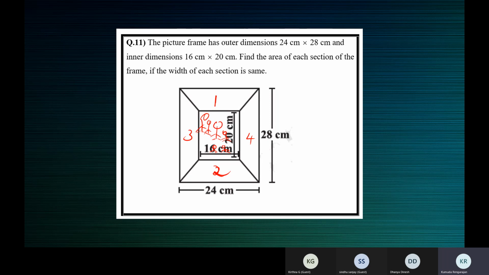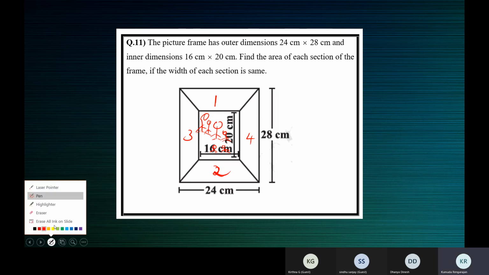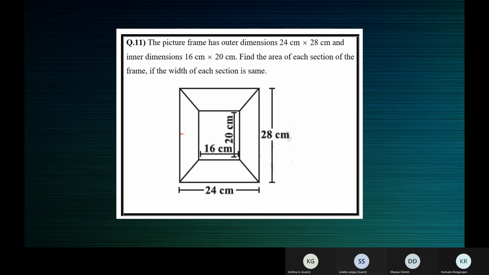The width of each section is the same. This is the width of the section. So from here to here, what is it, children? How much is it from here to here? 28 centimeter, ma'am. How much is it from here to here? 20 centimeter, ma'am.